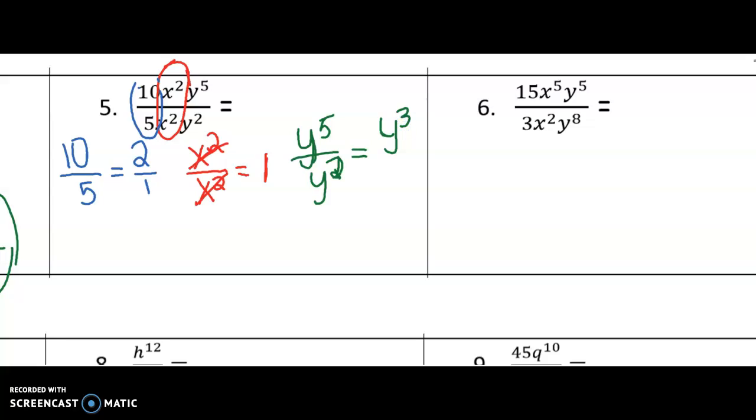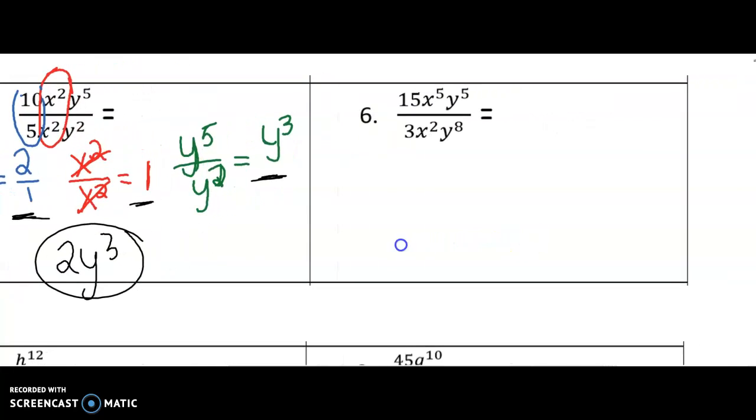And now I'm going to write my answer all together. I have 2 over 1, which is just 2. You can put the 1 underneath, but I'm not going to do it. Times 1. But if I put a times 1, it's just going to give me what it is. So I'm not going to write the 1. And then I need to include the y to the 3rd. So my answer is 2y to the 3rd. Notice that in the numerator there isn't anything left. So it's just 2y to the 3rd.